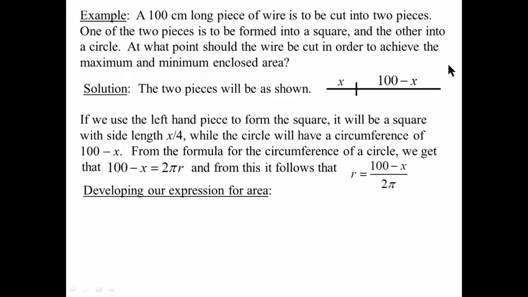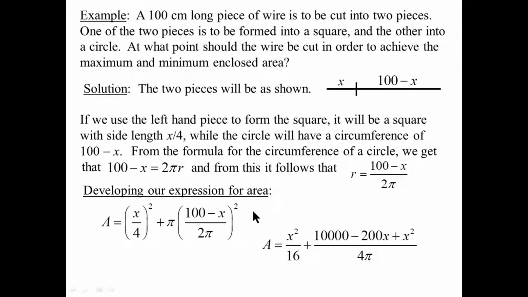Now we can develop an expression for the area. The area will be the area of a square plus the area of a circle. Now the area of a square will be length times width, and we know that the side length is x over 4, so it's x over 4 times x over 4. Meanwhile, the area of the circle is pi r squared, and we know that r, the radius, is that. And we have our expression for the thing we're trying to maximize or minimize, and we've got it into just one variable, x.